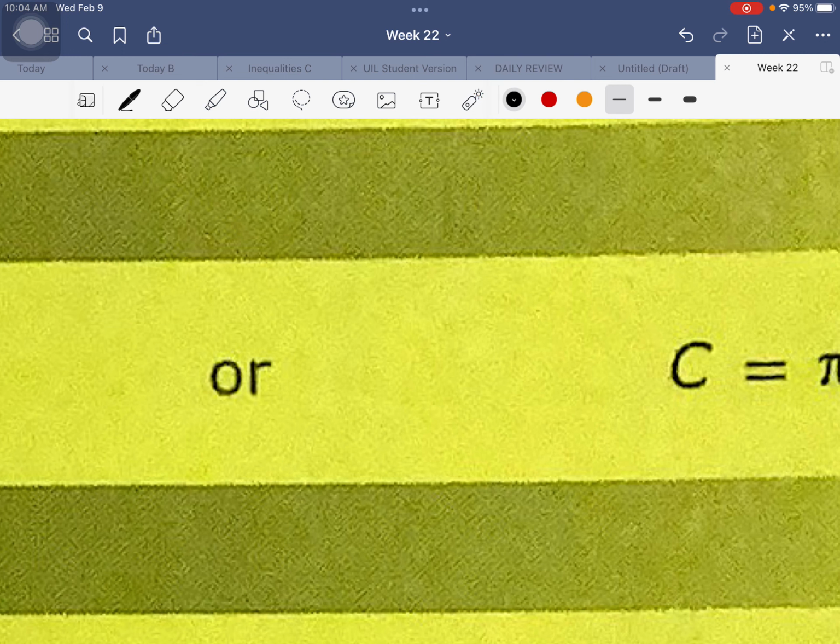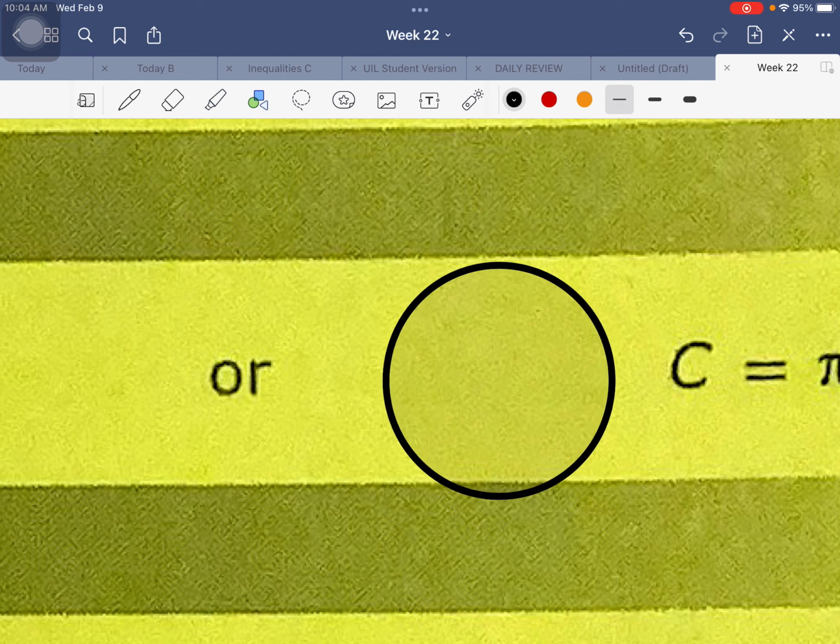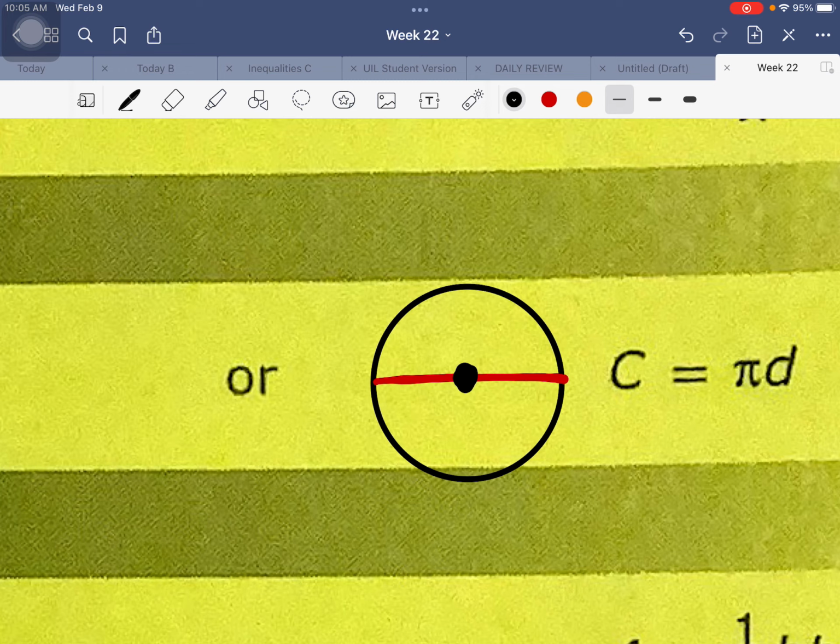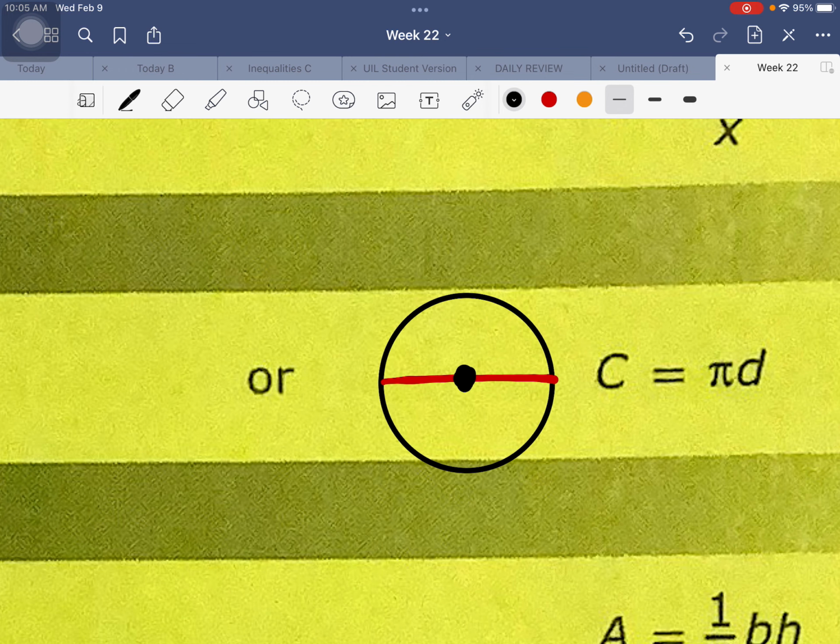So what you're going to draw is this right here. You're going to draw a circle. And you're going to draw a line, a line from one side to the other side, passing through the center. So when they give you diameter, it should be looking like this.